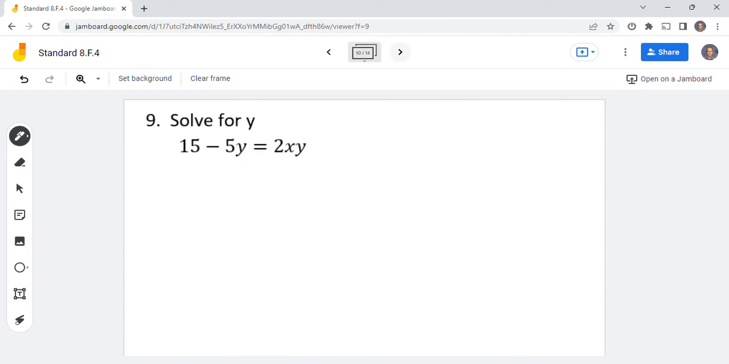Solve for y. We've got y's on both sides here, so let's get them on the same side so that we can get them together. I'm going to add the 5y over to the other side. I chose to go that direction because it gets it away from that 15. So we have 2xy and a 5y. Now, normally we would combine these y's, but they are not like terms because of this x variable right there.